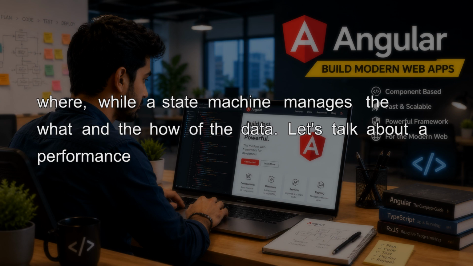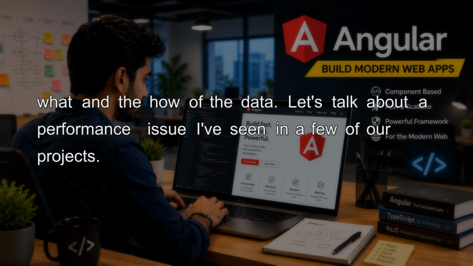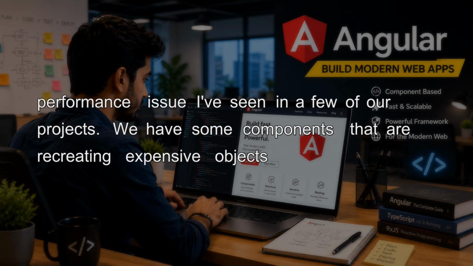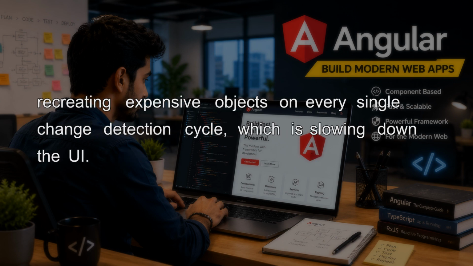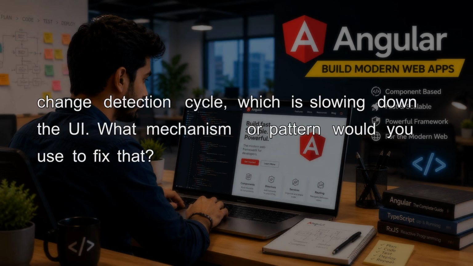Let's talk about a performance issue I've seen in a few of our projects. We have some components that are recreating expensive objects on every single change detection cycle, which is slowing down the UI. What mechanism or pattern would you use to fix that?